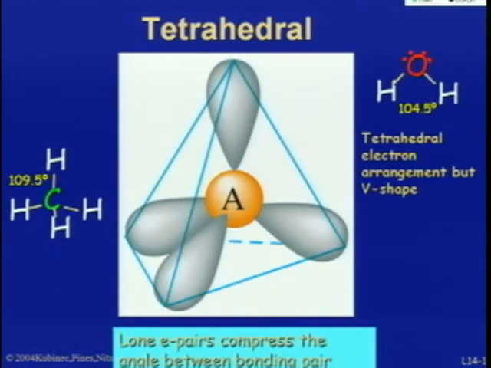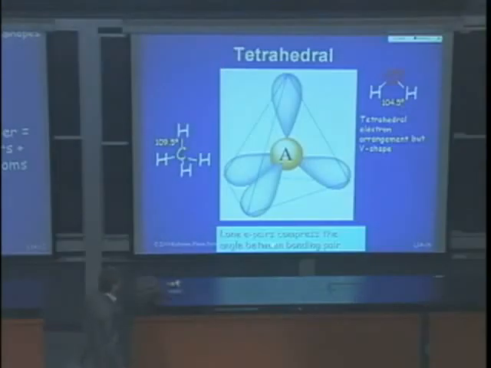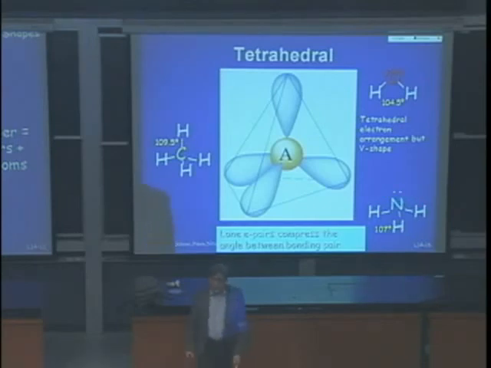So that's called the lone electron pair compression, where the lone electron pairs compress the angle between the bonding pairs. Now let's look at another compound. NH3 is ammonia. The nitrogen has 5 free electrons by itself. It's bound to 3 hydrogens, 1, 2, 3, and 1 lone pair. So the steric number is 1, 2, 3, 4.